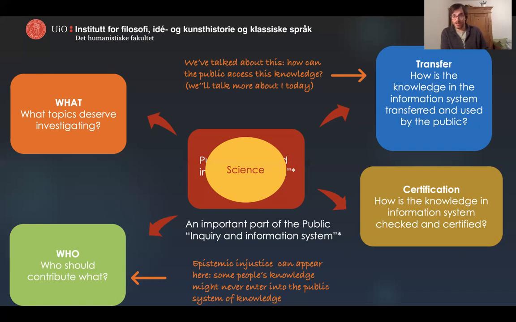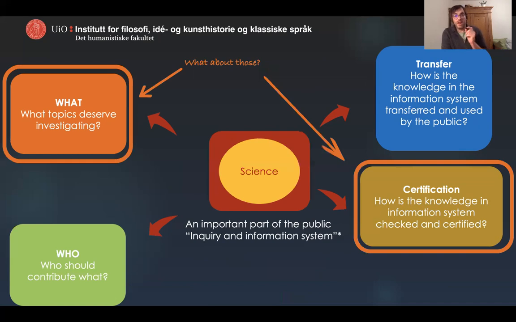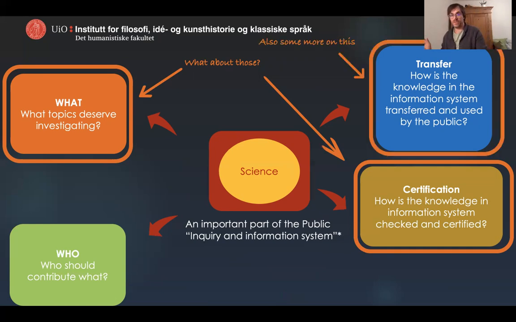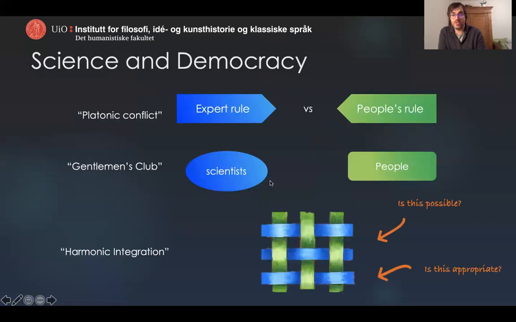So epistemic injustice can appear at this point: some people's knowledge was never able to enter into that public system of knowledge. Now, today we'll look more at these other questions. What are the topics that are worth investigating? How should they be certified? And also a little more at this question of transfer. We look at it through the issue of science and democracy.